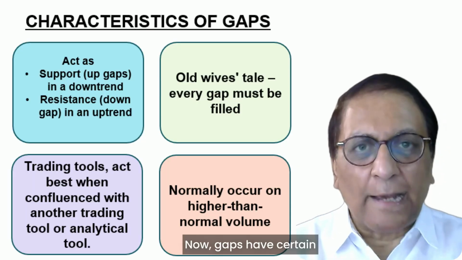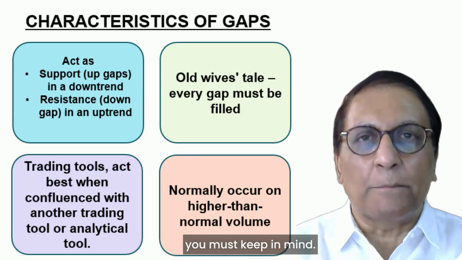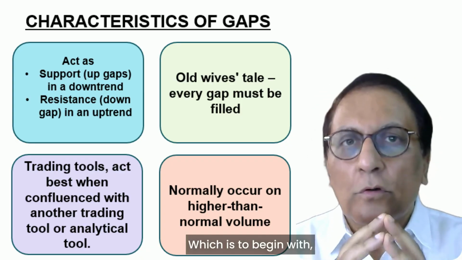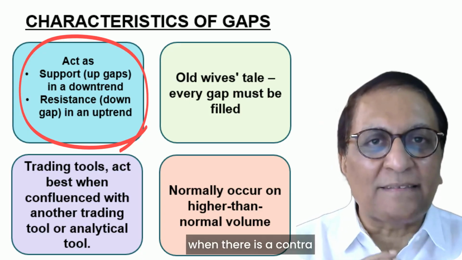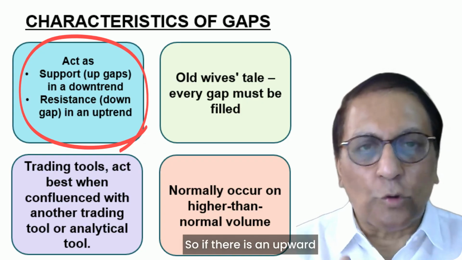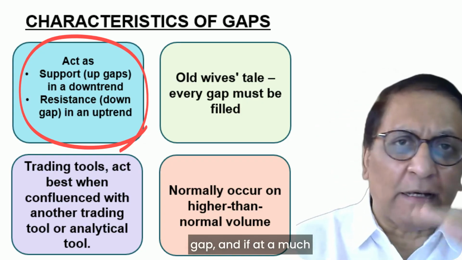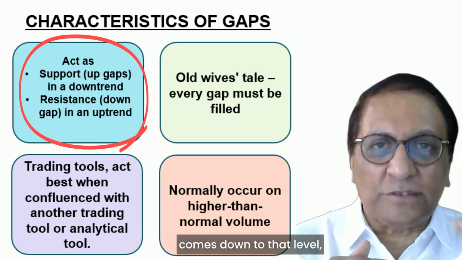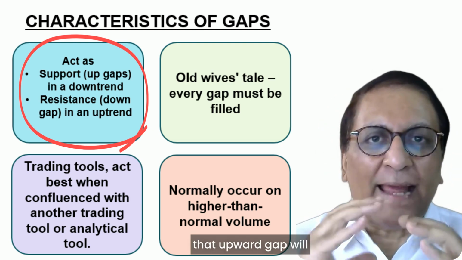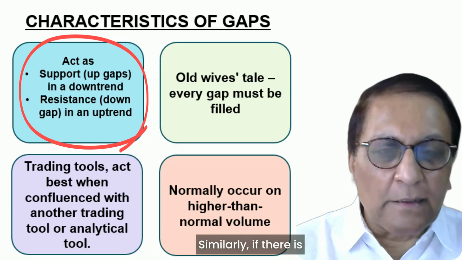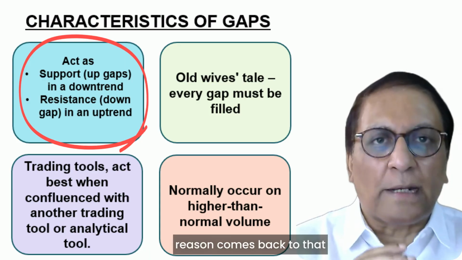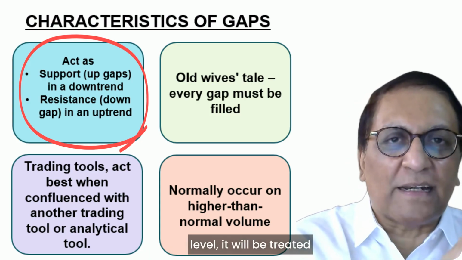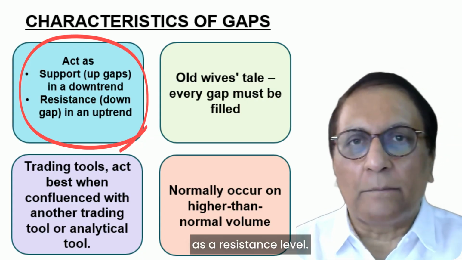Now, gaps have certain characteristics which you must keep in mind, which is, to begin with, they act as supports and resistances when there is a contra trend movement. So if there is an upward gap, and if at a much later date the market comes down to that level, that upward gap will act as a support. Similarly, if there is a downward gap and the market for some reason comes back to that level, it'll be treated as a resistance level.